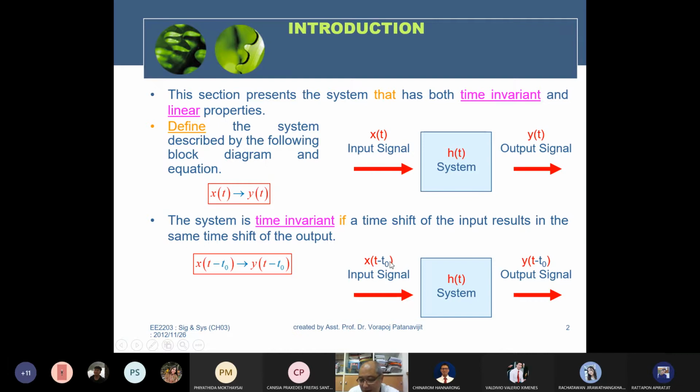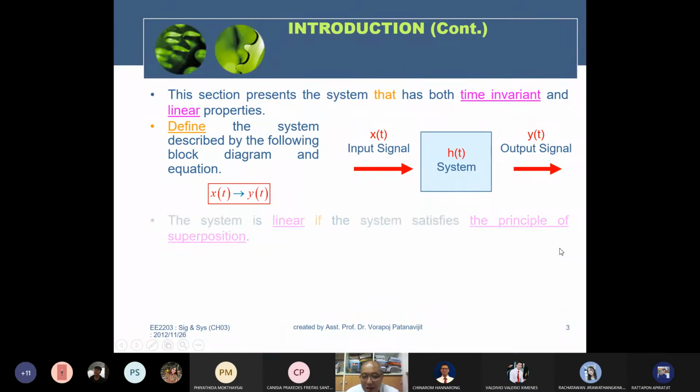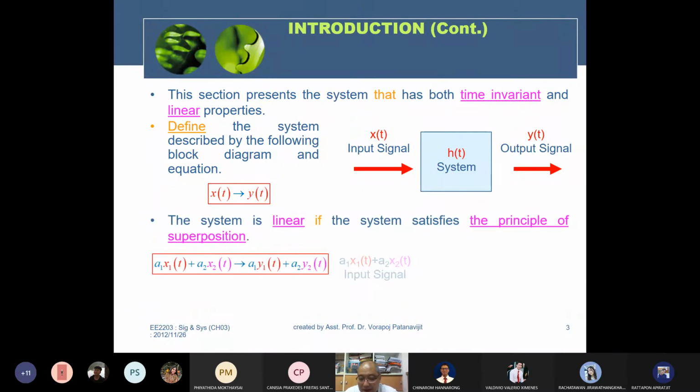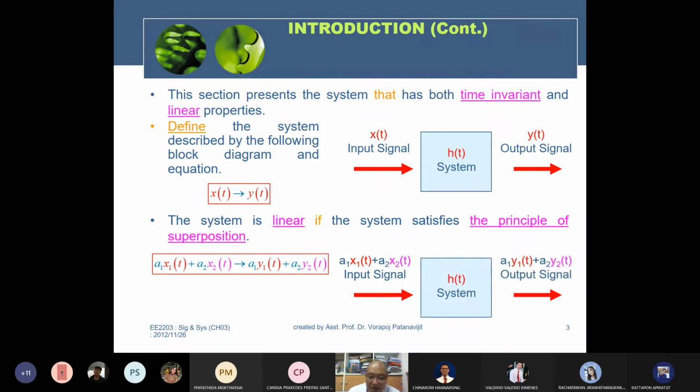Okay, you can see that if you delay the input by T0, the output will be delayed by T0. The second is linearity. The summary of linearity is that a system is linear if it satisfies the principle of superposition. If you feed x1, the output is y1. If you feed x2, the output is y2. If you feed x1 plus x2, the output is y1 plus y2.